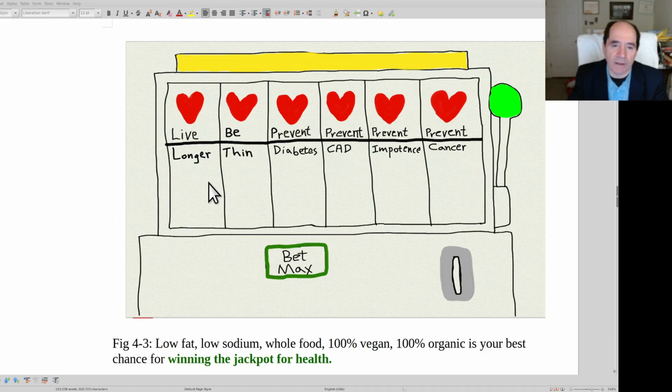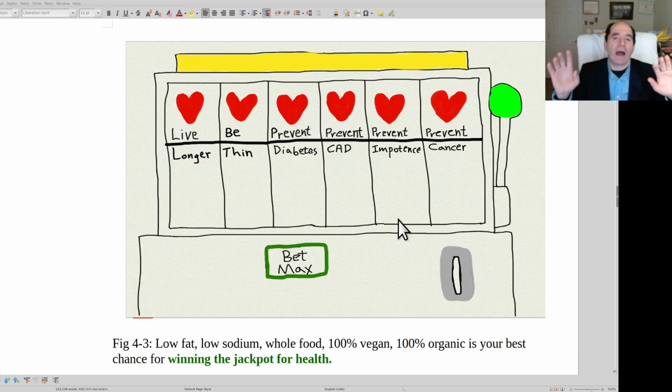Basically, with the low-fat, low-sodium vegan diet, you live longer. Your odds are that you will probably live longer. You'll be skinnier. You'll prevent diabetes. You have much better odds of doing all these things. Being skinny, keeping the Johnson working, preventing heart disease, preventing cancer, lowering your risk of cancer. So it's like the jackpot. Why wouldn't you want it?